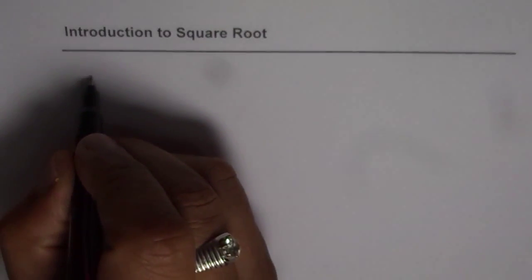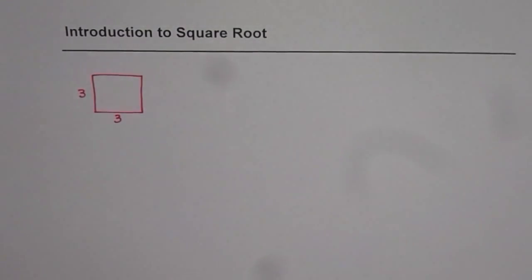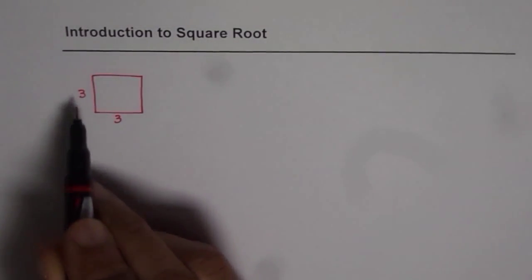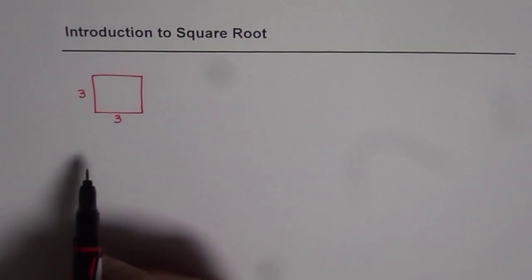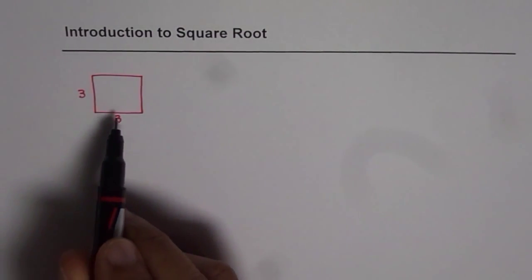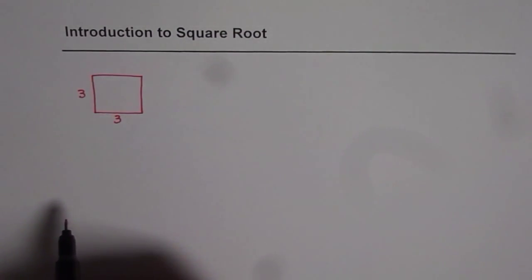Introduction to square root. Let us consider a square. Let us say this is a square whose sides are 3 centimeters each. So let's say 3 units for the time being. If I have a square whose sides are 3 units each, then what is the area of this square?